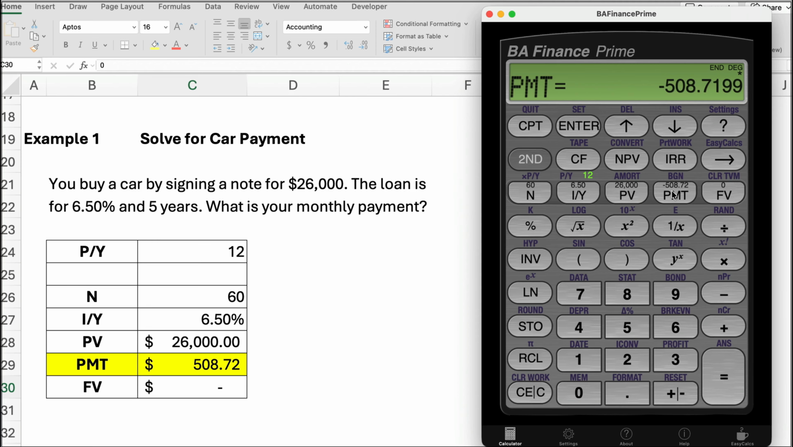Now, this payment came out to be negative. You see that? Now, you don't have to say it's a negative payment, but you know that it's out of your pocket. You're going to pay the bank. You're going to pay the finance company $508.72. They never pay you. They don't say, by the way, hey, thanks for buying this car, we're going to pay you $500 a month. Then everybody would buy a car, right? The problem is we're paying the bank $508.72.